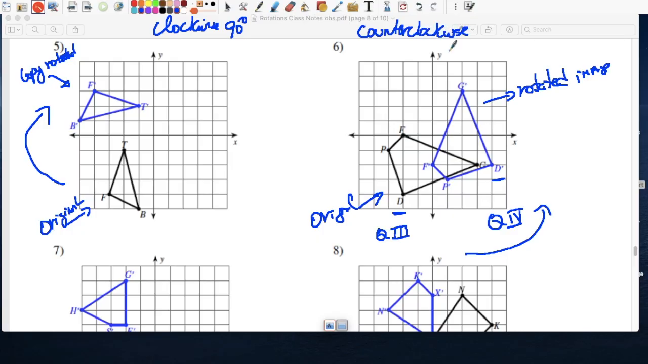It's 90 degrees because it's just one quadrant, right? So every time you move only one quadrant over, it's 90 degrees, because we only do it by increments of 90 degrees. So it's a 90-degree rotation. And which direction? Counterclockwise. So everybody.